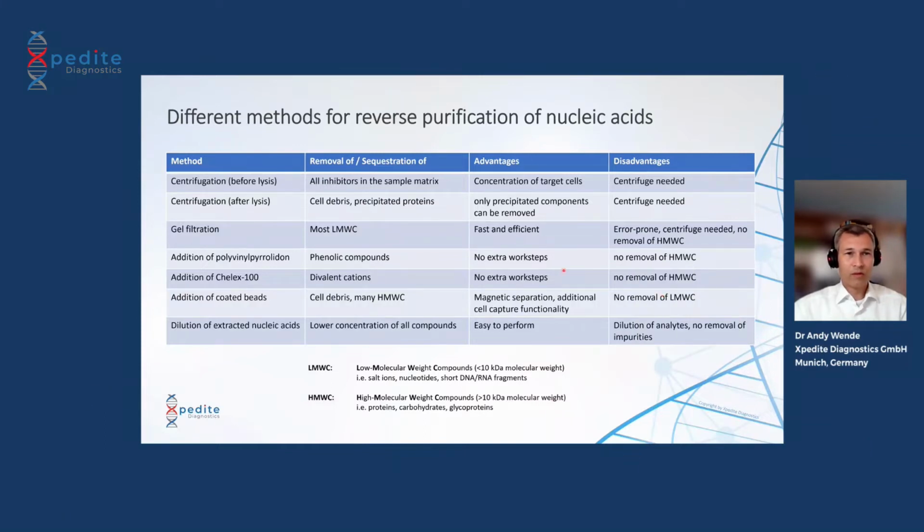If we are talking about the centrifugation before lysis, the smart thing about this is that you concentrate your cells, which you are interested in, where you want to extract your nucleic acids from. You pellet this and you remove all the supernatant, and by that, of course, all the inhibitors that are in this supernatant. So that's very efficient. And you have this additional concentration of the target cells because the cell pellet you can resuspend in a very small volume, which is usually much smaller than the initial sample volume.